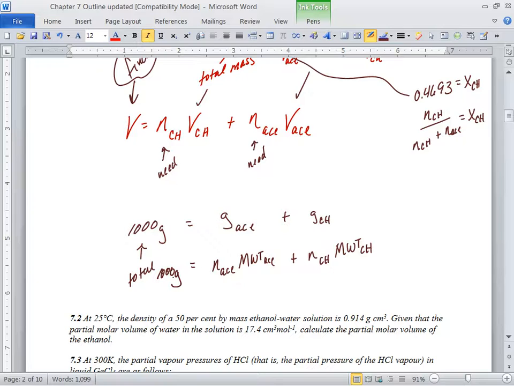The mole fraction. Man, I think I'm getting dehydrated. What the hell did I do?